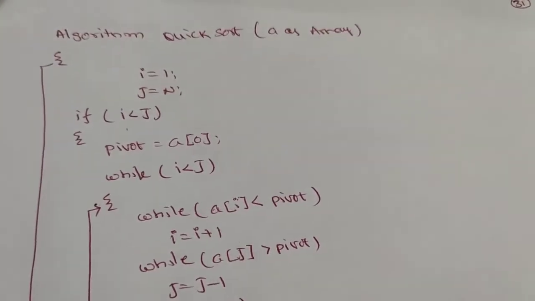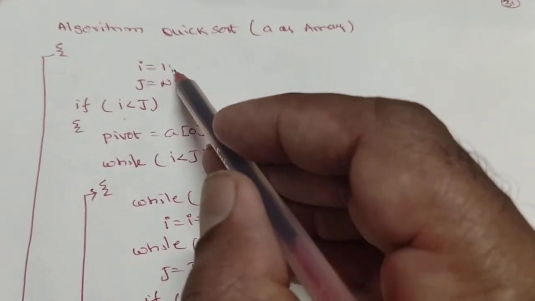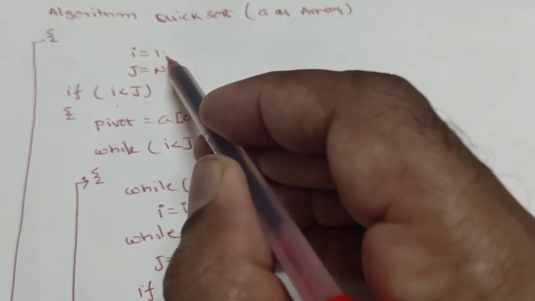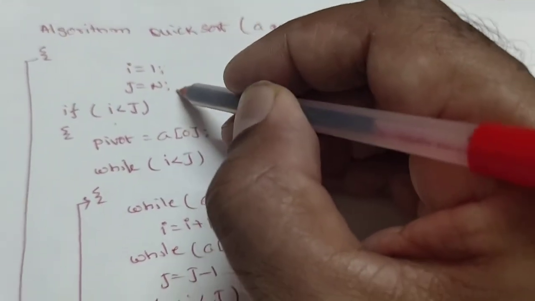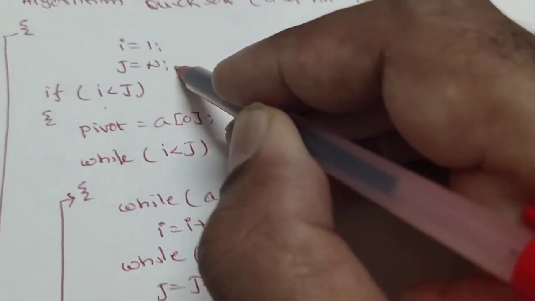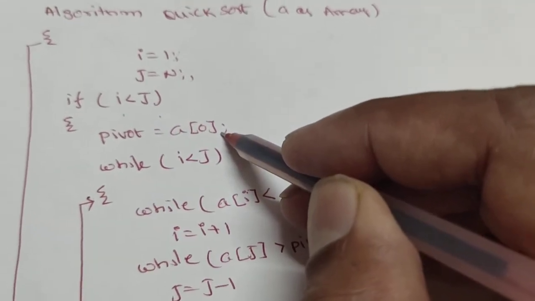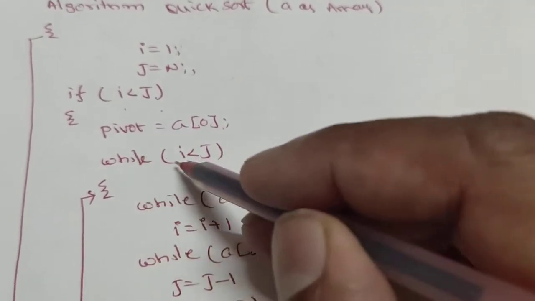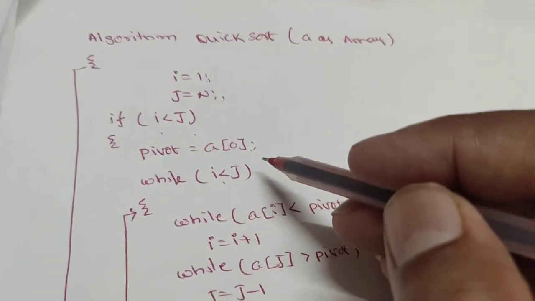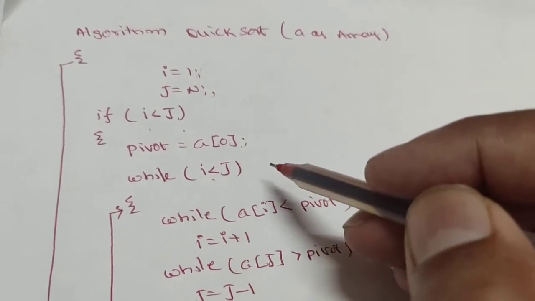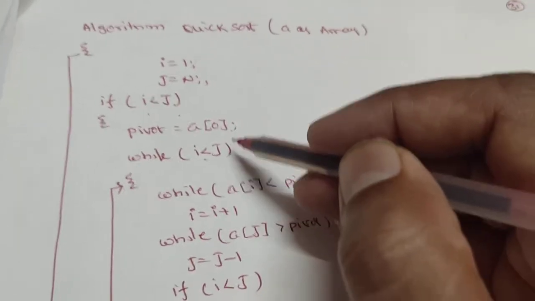My dear friends, let us observe the algorithm for quicksort. I consider the left index value i, which is 1, and the right index value j, which is the last index n. If i is less than j, I assign the first element a of 0 as the pivot. And we continuously compare the elements from left and from right with the pivot. For that reason, here I write the while loop.